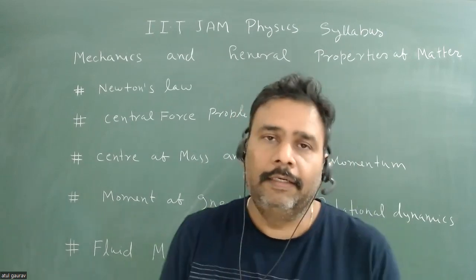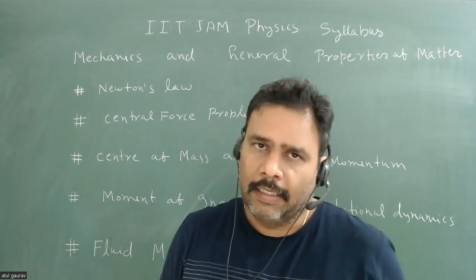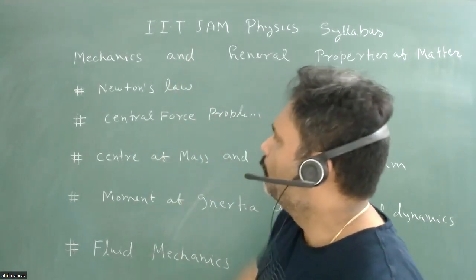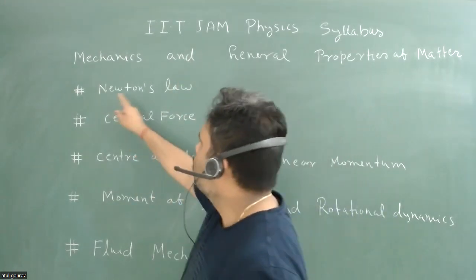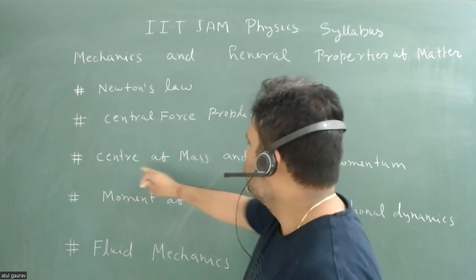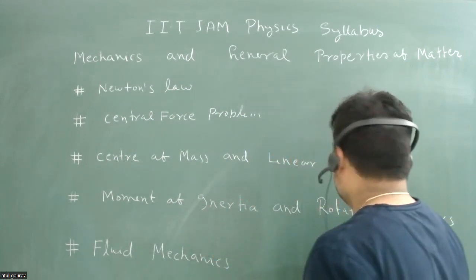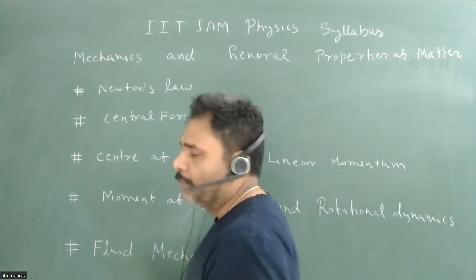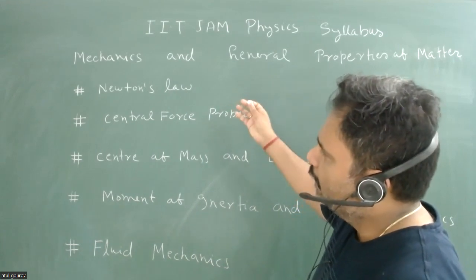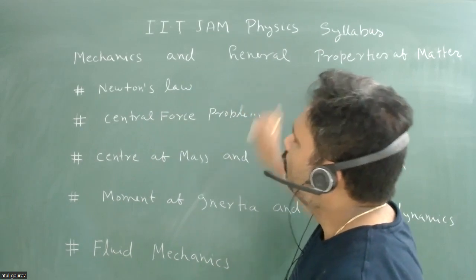Out of 60, you have 8 to 10 questions. And I can broadly divide the whole topic into 5 parts. First is Newton's law. Second is central force problem. Third is center of mass and linear momentum. Fourth is moment of inertia and rotational dynamics. And fifth is fluid mechanics. Now I am going to discuss what the main small bullets are in these broad parts.